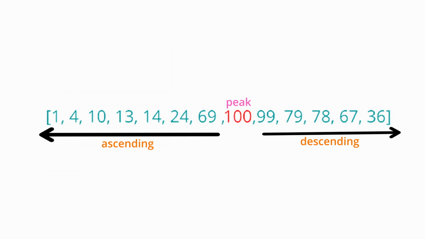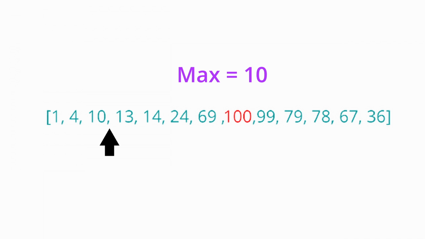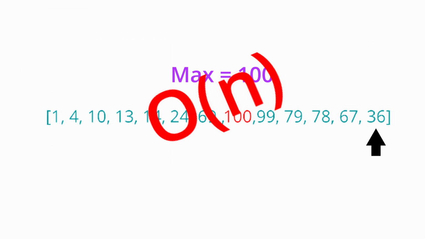So of course the noob solution to solving this in O(n) time would just be to iterate through the array in a linear fashion, and just keep track of the maximum value, and by the end of the loop you'll have your peak. But that isn't the solution that makes use of binary search, and that solution is O(n) as opposed to O(log n). So we're going to go with the binary search solution.